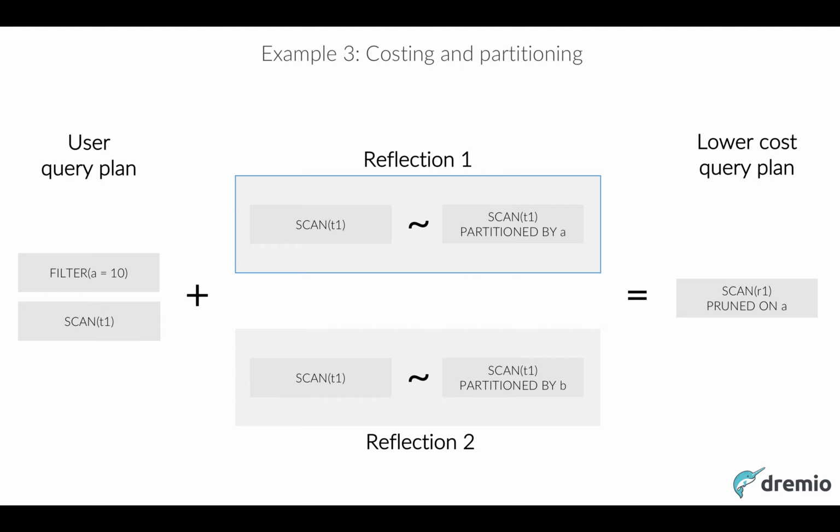Let's look at one other example, where we have a simple query. This is a scan of T1 and then a filter on a column called A, keeping only the records where A is equal to 10. In this case, we have two different reflections in the system that are logically the same. They're both simply scans of T1. But in one case, it's a scan that's partitioned by A, and in the other case, it's partitioned by B. In this case, the optimizer automatically figures out that it can leverage the reflection which has the data in T1 partitioned by A and utilize that. It simply prunes the partitions and keeps only the partition where A is equal to 10. That helps us look at a very, very small subset of the original data and provide a much faster response here.